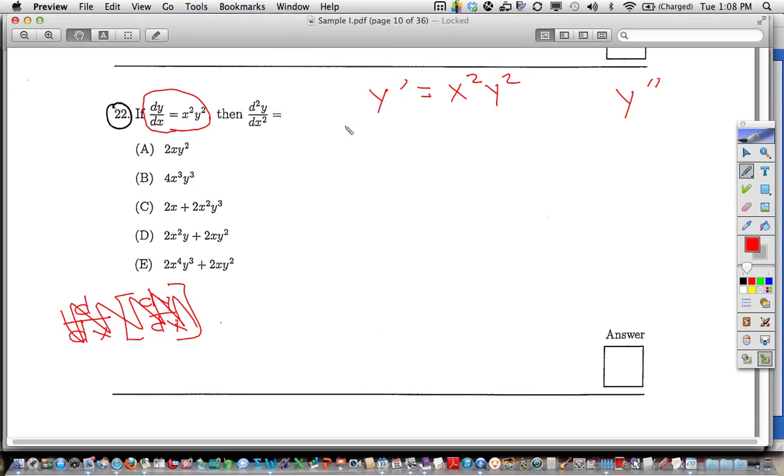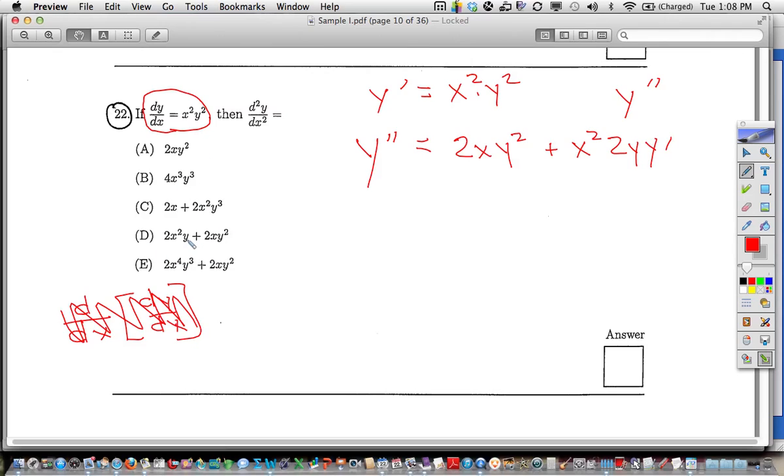Do the derivative of both sides, right? With respect to x. Now, we're not doing it with respect to t, so we're not going to tack on any x prime derivative. We're doing it with respect to x. Okay, so the derivative of y prime is y double prime. Do a product rule here. Derivative of x squared, 2x. Y squared left alone. Plus x squared, 2y, y prime.